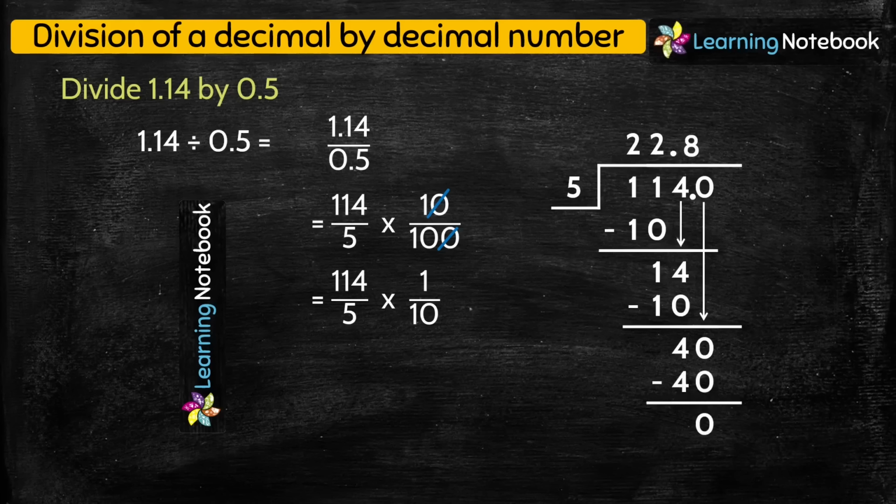So we got the quotient as 22.8 and we have got the denominator as 10. Now we have to divide 22.8 by 10 and we have learned that when a decimal number is divided by 10, the decimal point moves to left by 1 place. So our answer is 2.28.